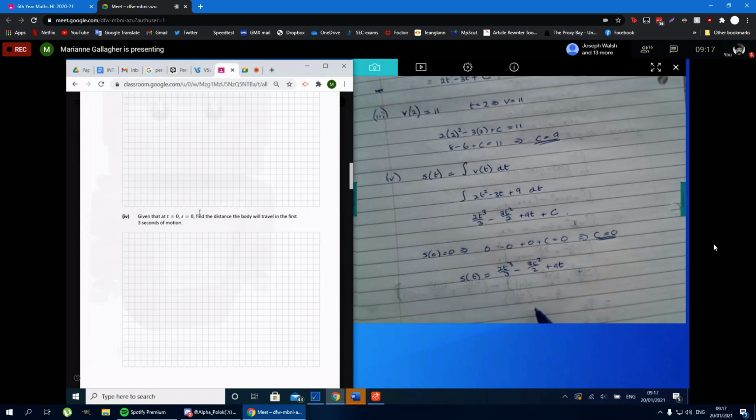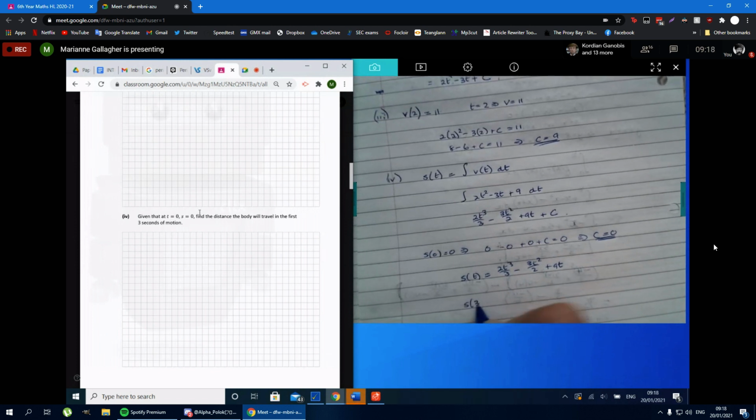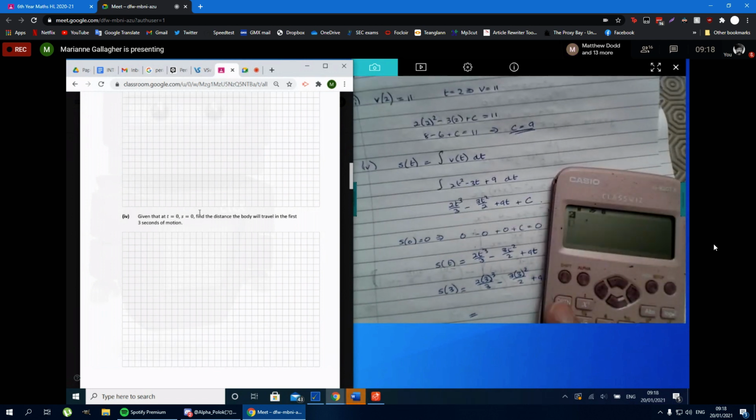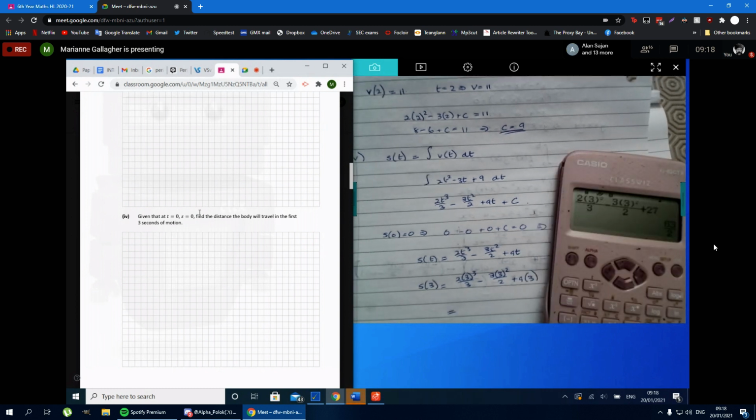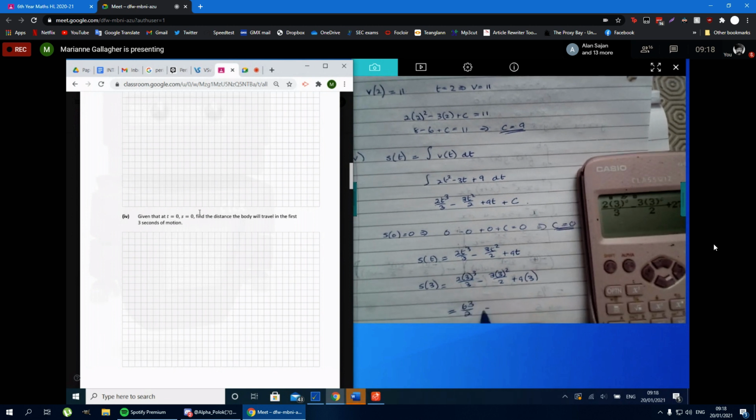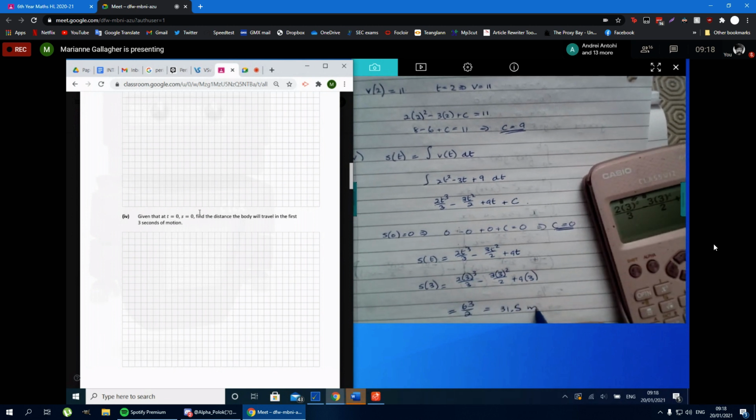And we want to find the distance in the first 3 seconds. So that's s, now t is equal to 3. So just 2 by 3 cubed over 3 minus 3 by 3 squared over 2 plus 9 by 3. Plug it into the calculator: 2 brackets, 3 cubed over 3, minus 3 brackets 3 squared over 2, plus 9 by 3, which is 27. That gives 63 over 2, or 31.5, and that's meters.